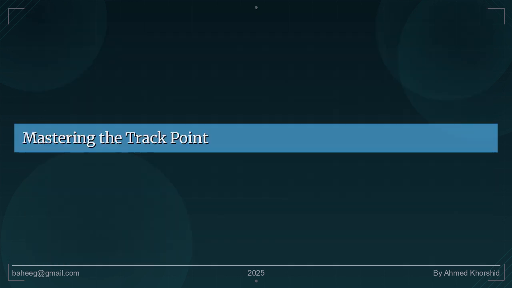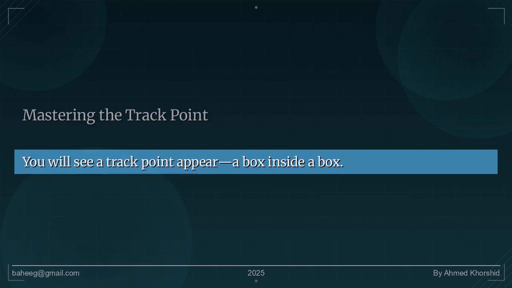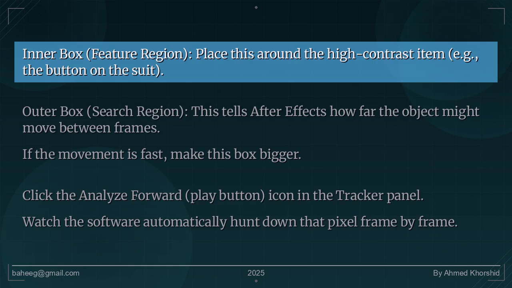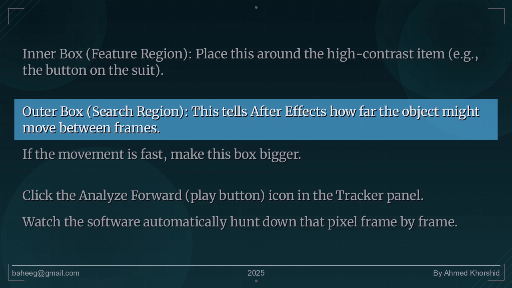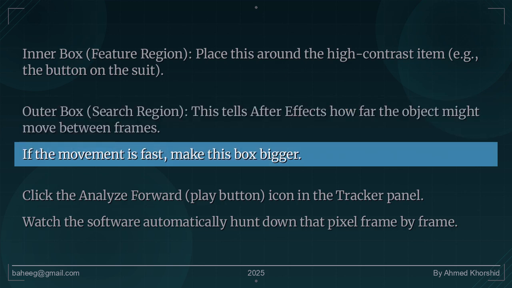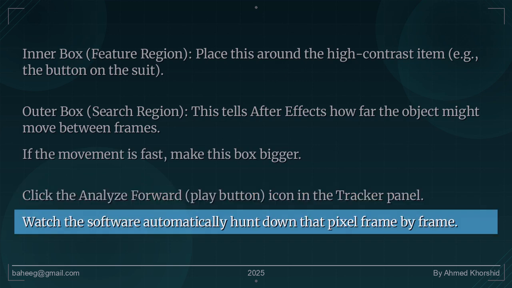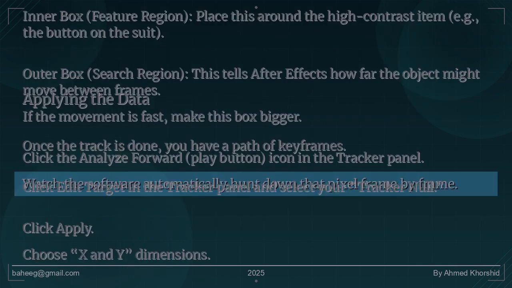Mastering the track point. You will see a track point appear, a box inside a box. Inner box, feature region: place this around the high contrast item, e.g., the button on the suit. Outer box, search region: this tells After Effects how far the object might move between frames. If the movement is fast, make this box bigger. Click the Analyze Forward, Play button icon in the tracker panel. Watch the software automatically hunt down that pixel frame by frame.